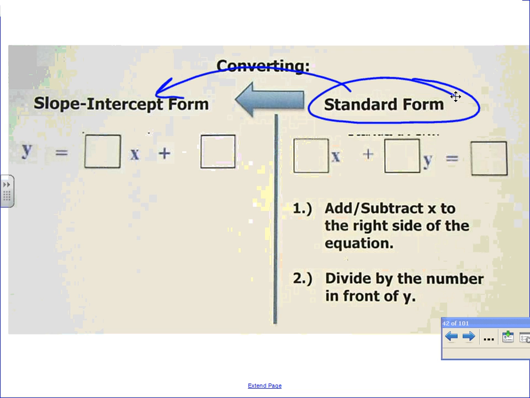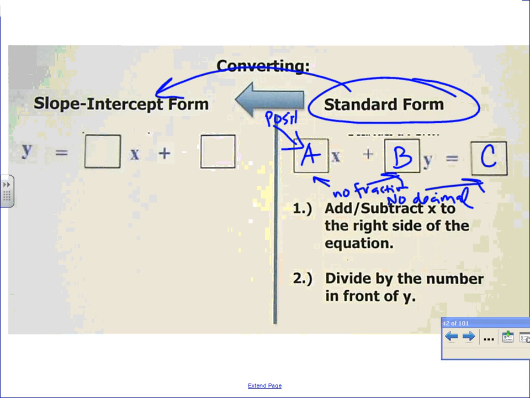Remember, standard form is always in the form ax plus by equals c. These numbers cannot be fractions or decimals. So the a, b, and c, no fraction, no decimal. And I'll write that down here. And the a has to be positive. So just that A has to be positive. Just keep that in mind. I know Mrs. Warnock went over that.